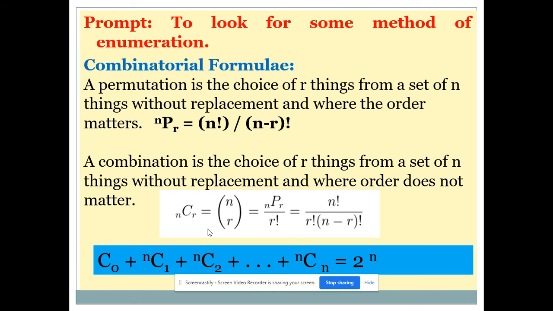For this, we need to look for some method of enumeration that computes the number of elements in a power set of n elements. For that we require some combinatorial formulae. In your secondary classes, you were taught about permutations and combinations. So this is the permutation formula and this is the combination formula. You can look at it.